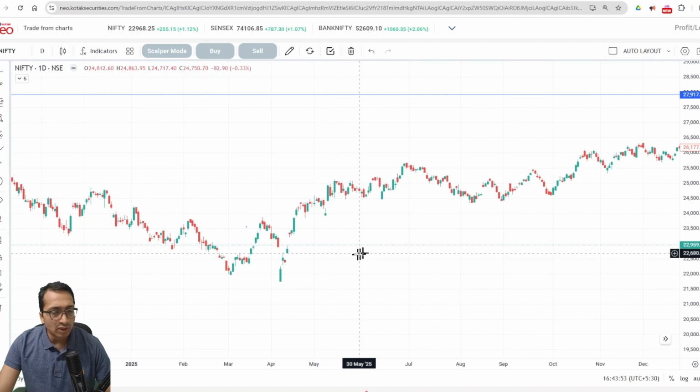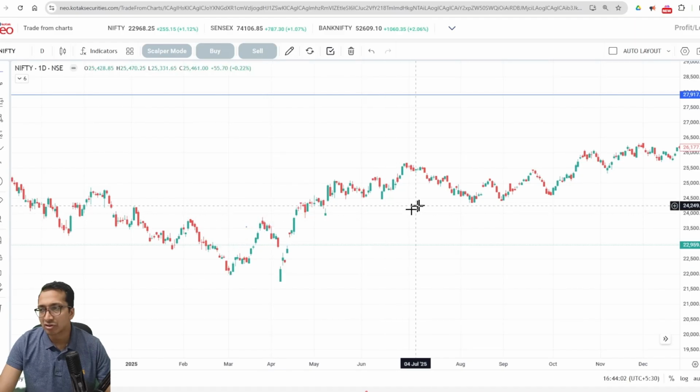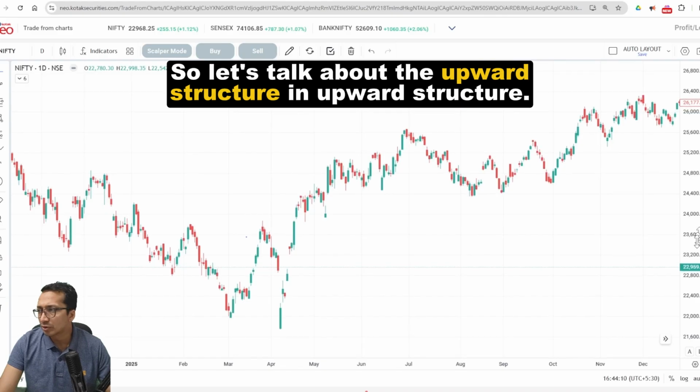So now we talk about upward structure. Upward structure means the structure when we look at the chart where the trend is up, or downward structure when we look at the chart when price is going down or the trend is down. So let's talk about the upward structure.